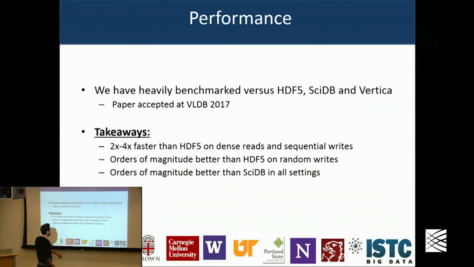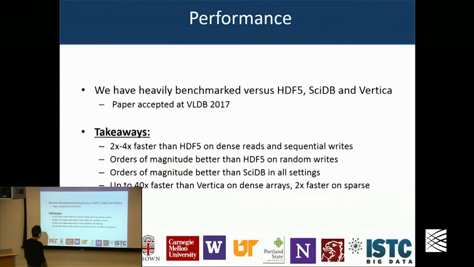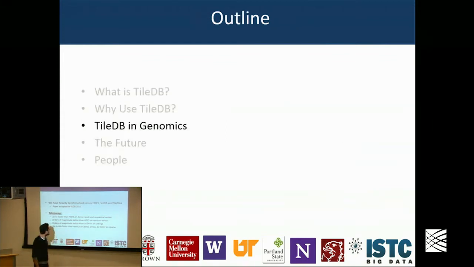We're orders of magnitude better than SciDB, and this is because TileDB is built on high-performance computing principles. SciDB adopts a lot from relational databases, so there is a big gap in performance right there. And finally, we're up to 40 times faster than Vertica for dense arrays. The reason is that when you have dense arrays, you don't materialize the indices, whereas in a relational database, you have to put a key. So the keys are the indices, essentially. And this gives a huge speedup.